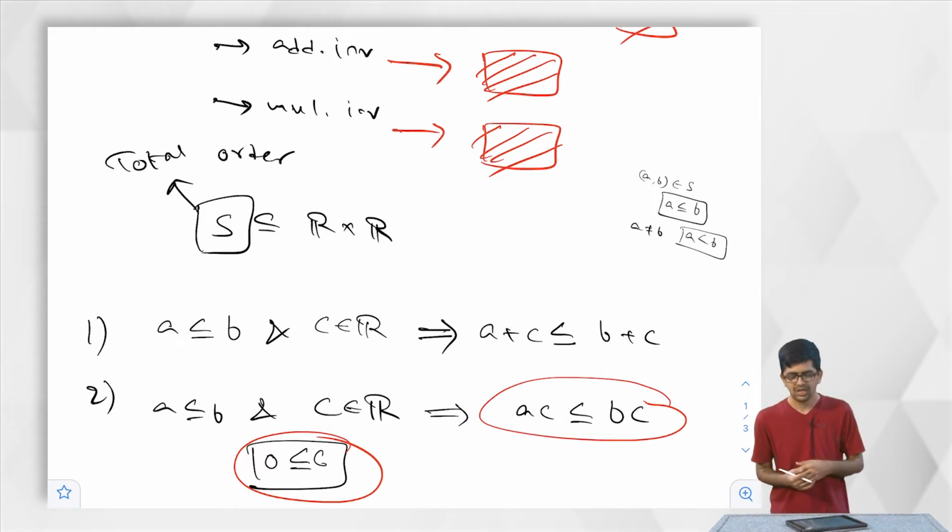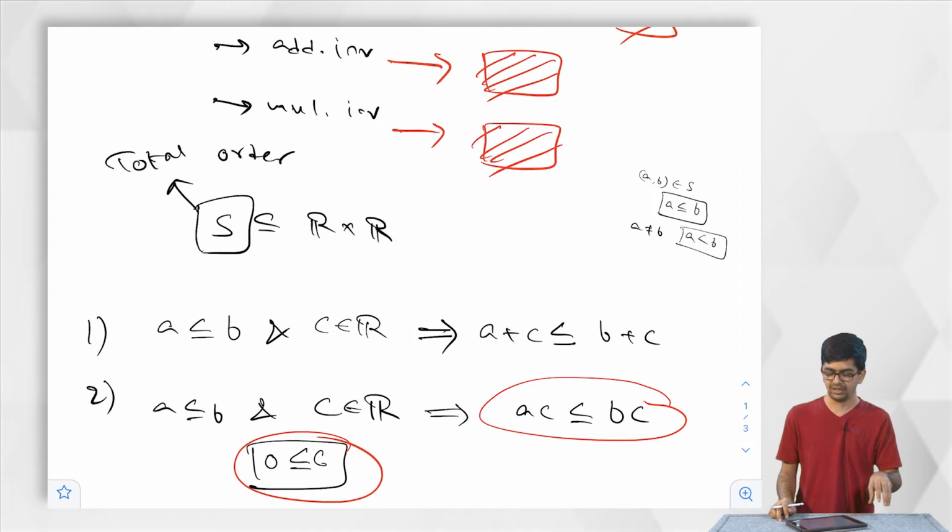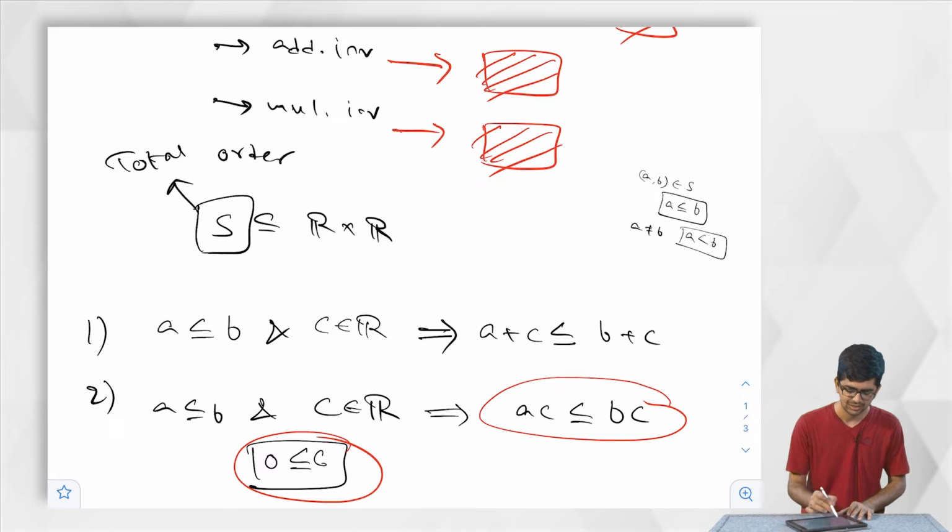which means what? Any two elements can be comparable. For any elements A, B belonging to R, either (A, B) belongs to S or (B, A) belongs to S. So, this is what we mean when I say that S is of total order.